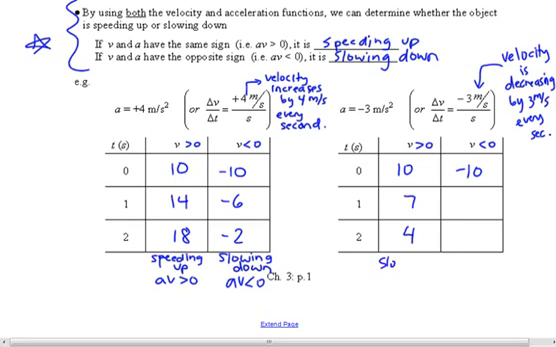So we are slowing down. We had a negative acceleration and a positive velocity, positive direction. So a times v is less than 0. Here, this will become negative 13 and then negative 16, speeding up, just because you're adding more negative. So they're both negative, and then we were speeding up. I'm going to show you how to spot that on a graph too in a little bit.